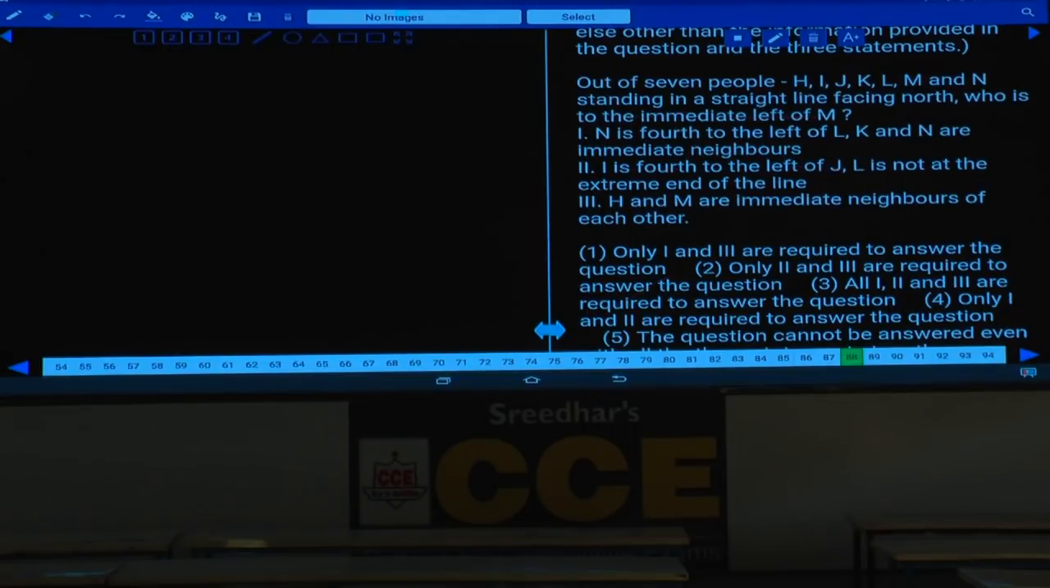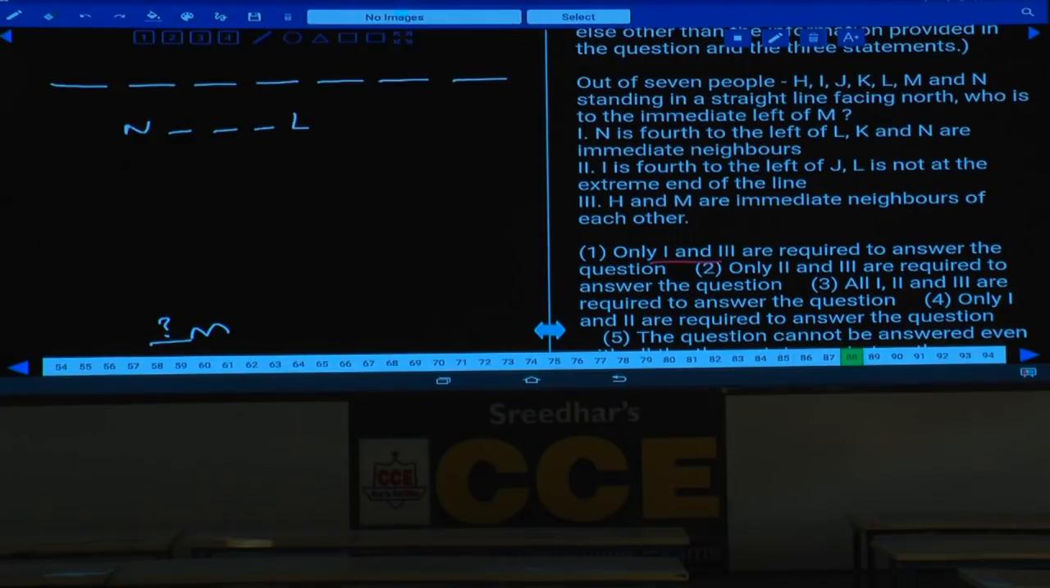Then, question number 88. Now, in this 88, out of 7 people standing in a straight line facing north, 1, 2, 3, 4, 5, 6, 7, who is to the immediate left of M? Now, the question is about what? Who is to the immediate left of M? Then 1 and 3. N is 4 to the left of L. As N is 4 to the left of L, we can write the information like this.